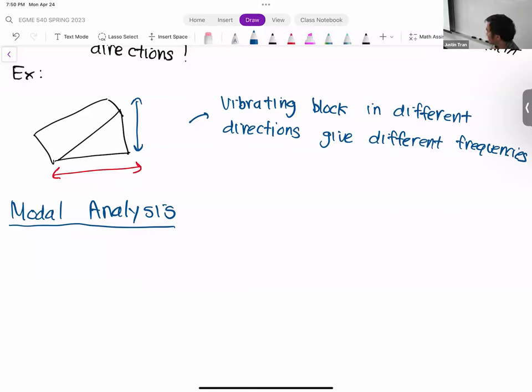So modal analysis is actually a very simple analysis within ANSYS. The idea with modal analysis is that you have a geometry, you have a basic understanding of how it's going to be constrained, and maybe its loads as well. And you want to answer the question: what are the resonant frequencies of my structure?